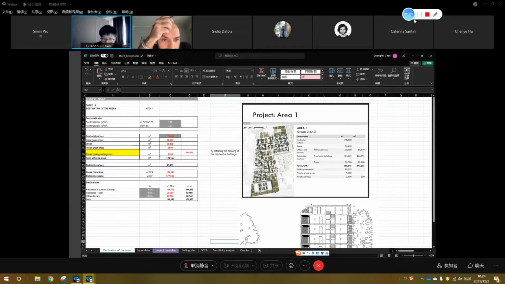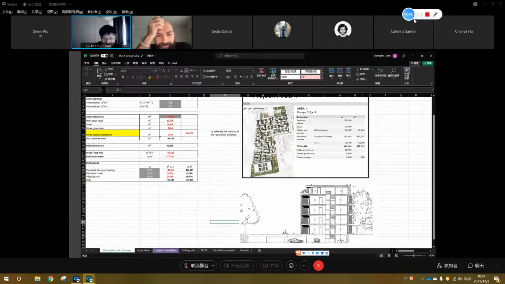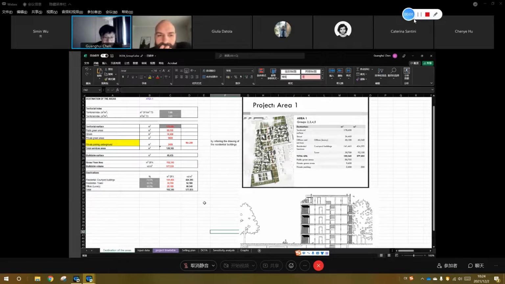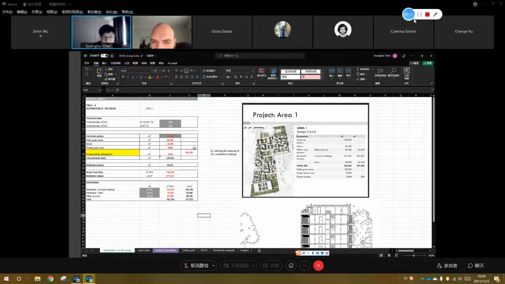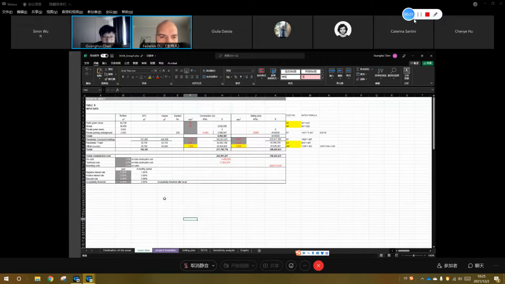Because from the plan we cannot see any parking on the ground floor, so we think the parking is on the ground. And we also have offices, residential, and two typologies of residential. Yes, we divide into tower and courtyard. Okay, and next page.